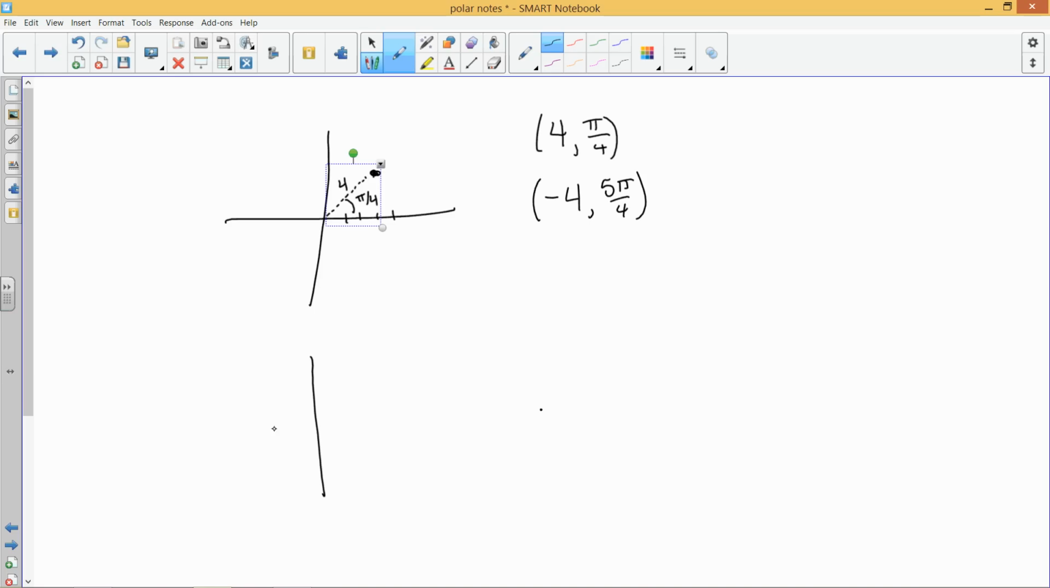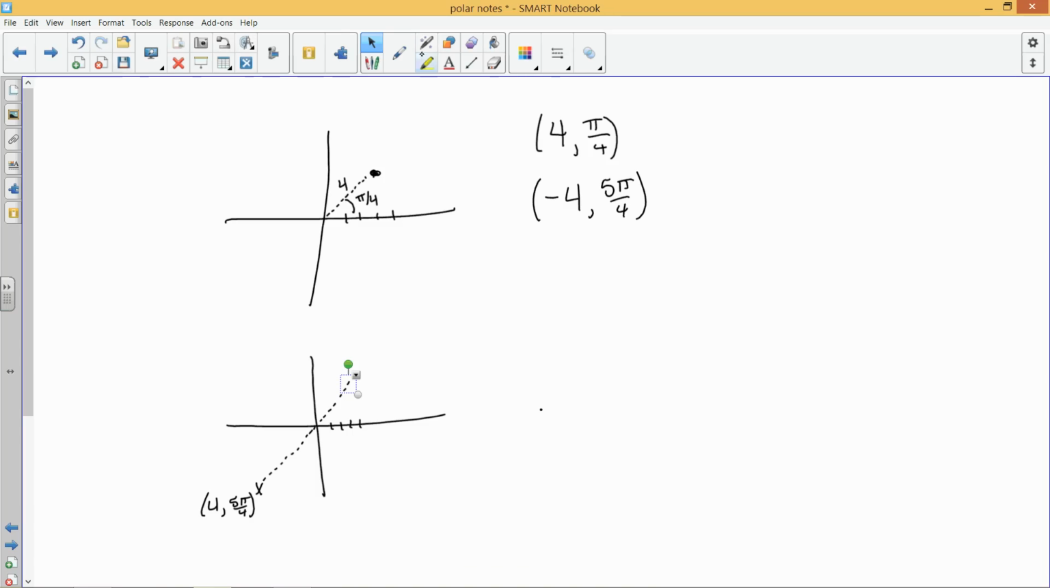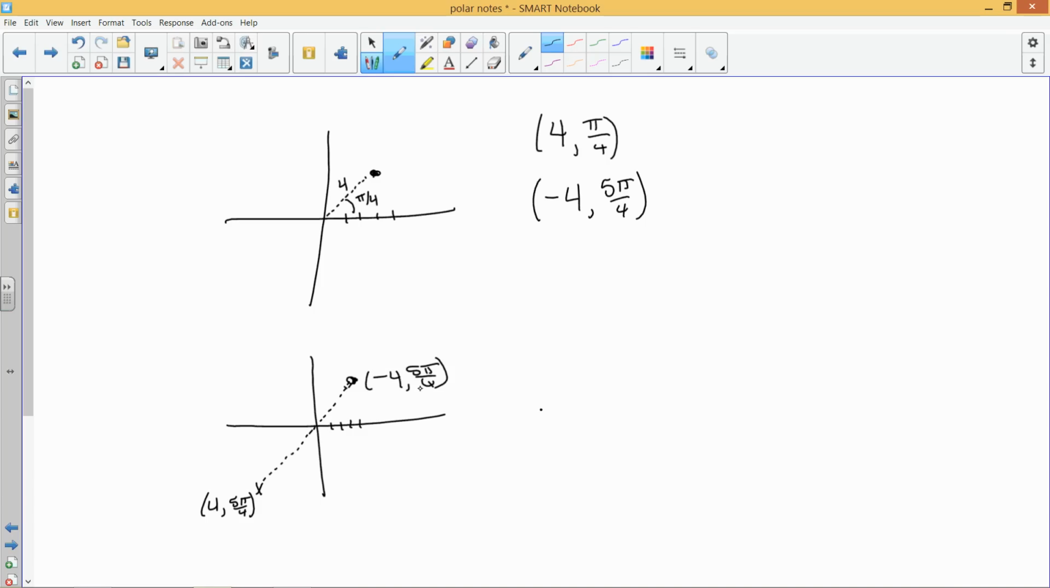Well, I could also plot that by calling it negative 4, 5 pi over 4. The reason for that is it's saying, okay, be 4 units away from the origin, but have an angle of 5 pi over 4, which is down here. So this point would be 4, 5 pi over 4. But if we go in exactly the opposite direction, this right here, is the point negative 4, 5 pi over 4. So whenever you have a negative, that just means you go 180 degrees in the opposite direction, okay? Also notice (r, theta) and (negative r, theta) are endpoints of a straight line whose midpoint is the origin. That's what we just looked at over here. Here's 4, 5 pi over 4 and negative 4, 5 pi over 4, and they are on the same line.